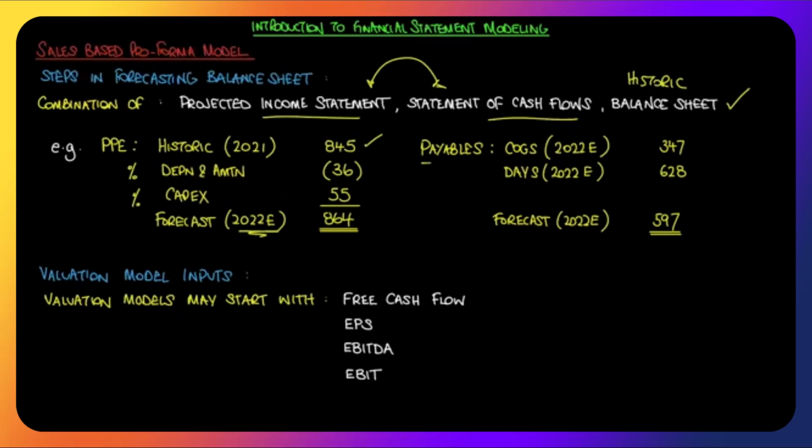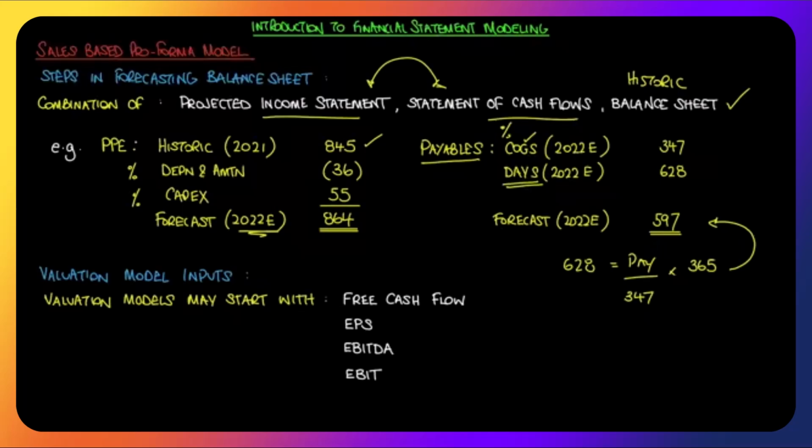Another one, payables. Same exact technique as we used when we looked at the movement in inventory. We're going to use the days ratio, this time days of payables, and COGS. We've predicted COGS using the gross margin revenue. COGS was 347. Days of payables was 628. Use that, you'll get a forecast for payables of 597. Again, just rearranging the formula. 628 is the days. That must be my payables over 347 times 365, rearrange that, and you get to 597.